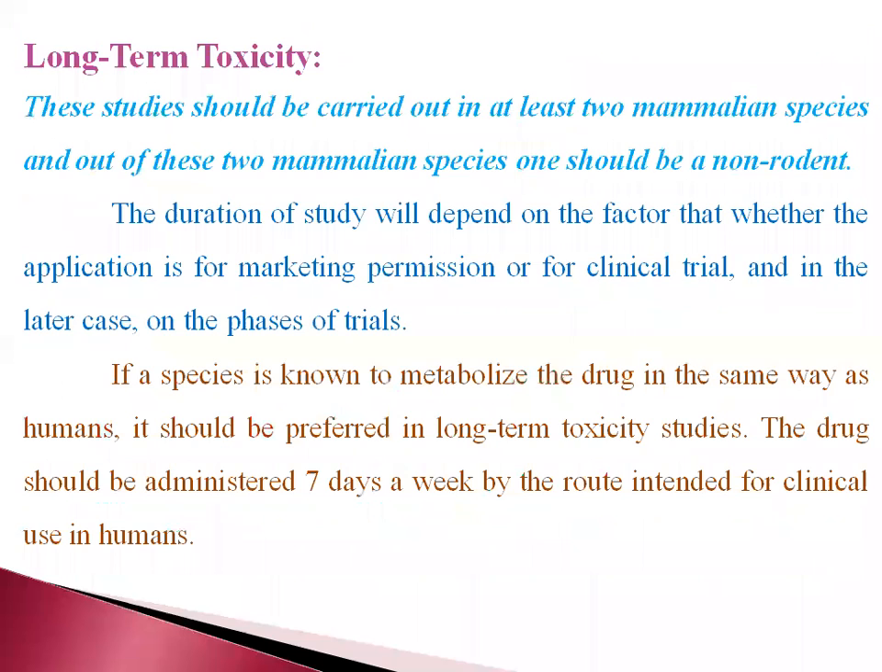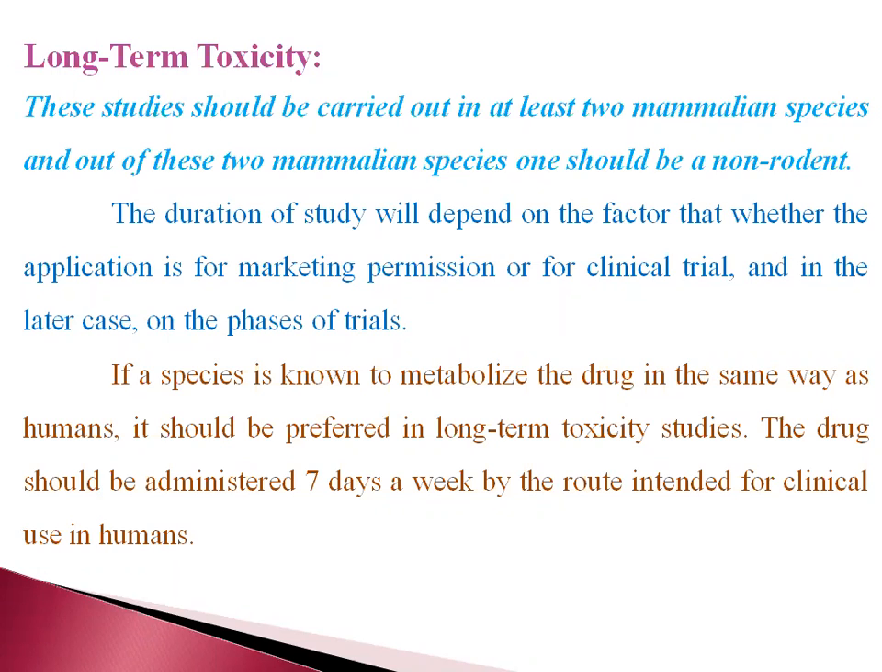Long term study: these studies should be carried out in at least two mammalian species, and out of these two mammalian species, one should be of the non-rodent category. Okay, non-rodent means it should not be from the rat, mice categories. The duration of the study depends on the type of factor, meaning what type of studies we are doing. Means we have different reasons, such as post marketing permission, clinical trials, or different phases in trials. Based on that, we have different durations of study.